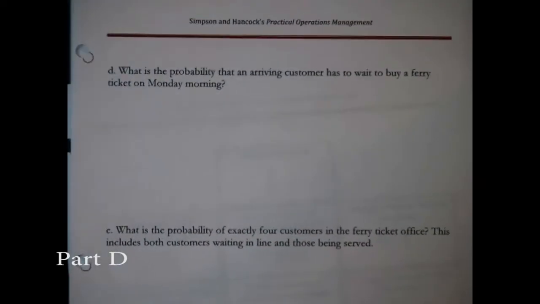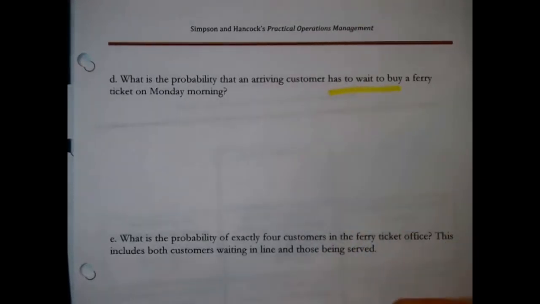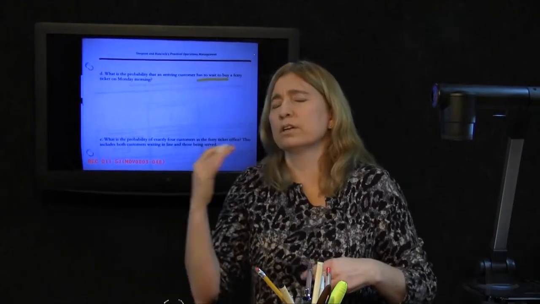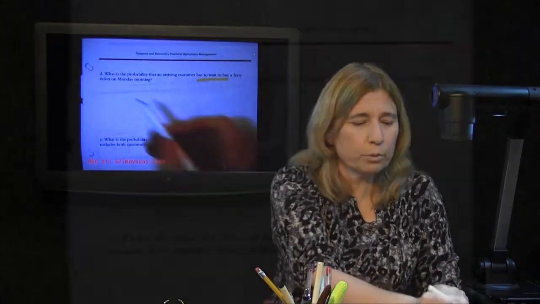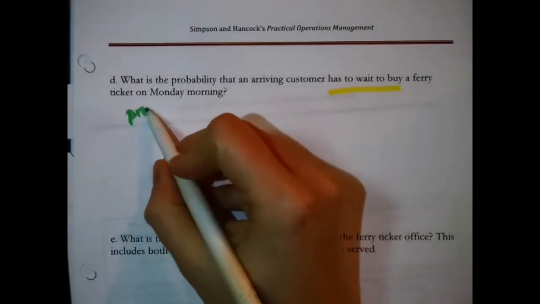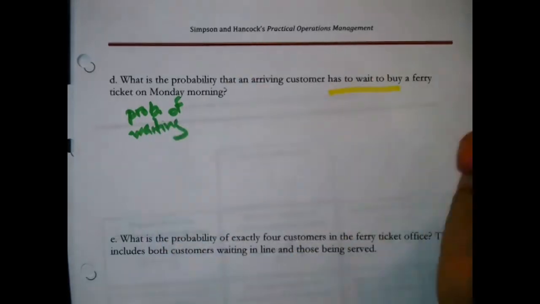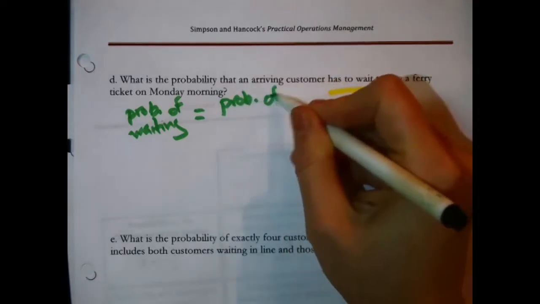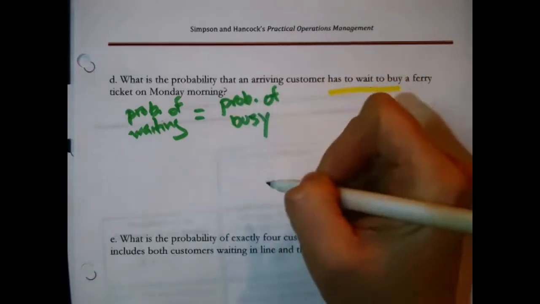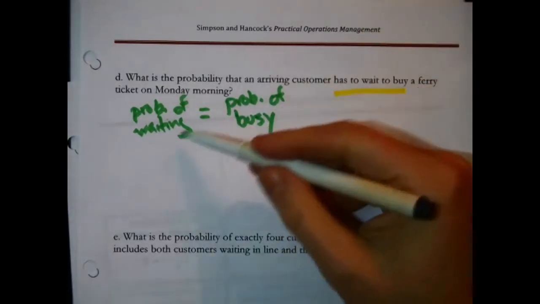What is the probability that an arriving customer has to wait to buy a ferry ticket on Monday morning? The key to this question is realizing what it is the equivalent of in terms of the official description of the formulas. The probability of waiting. We're not even talking about how long. We're just saying what's the probability you actually have to wait, which is the same thing as the probability of the system being busy, in essence. Because if you walk up and the ticket agent is busy, that means you will have to wait.